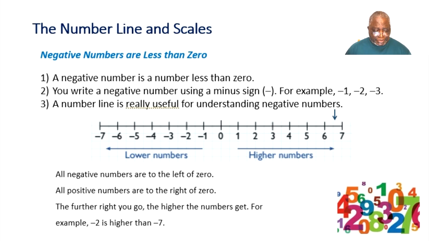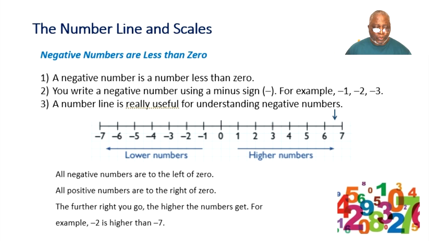All negative numbers are to the left of the 0. All positive numbers are to the right of the 0. The further right you go, the higher the number. And the further left you go, the smaller the number. That means it's less than 0.